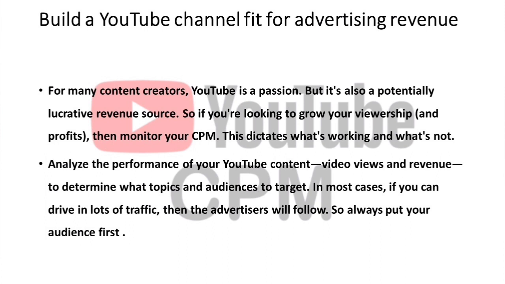Now coming to our last question, what we should aim at. We should aim at building a YouTube channel fit for advertising revenue. For many content creators, YouTube is a passion, but it's also potentially a lucrative revenue source. So if you're looking to grow your viewership and profits, then monitor your CPM. This dictates what works and what's not. Analyze the performance of your YouTube content, video views, and revenue to determine what topics and audiences to target. In most cases, if you can drive a lot of traffic, then the advertisers will follow. So always put your audience first.